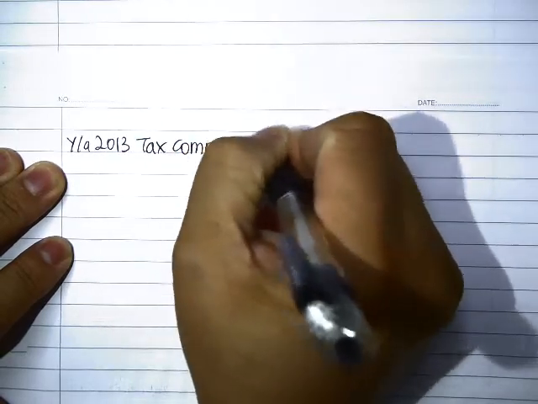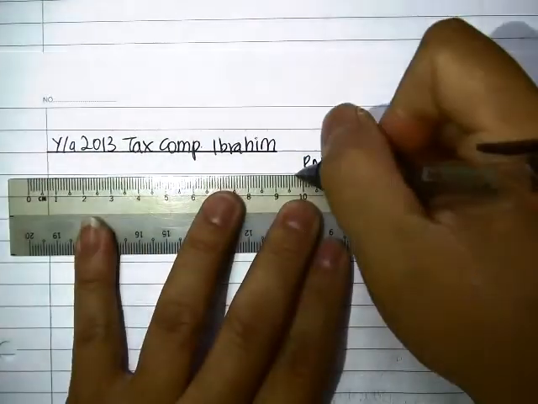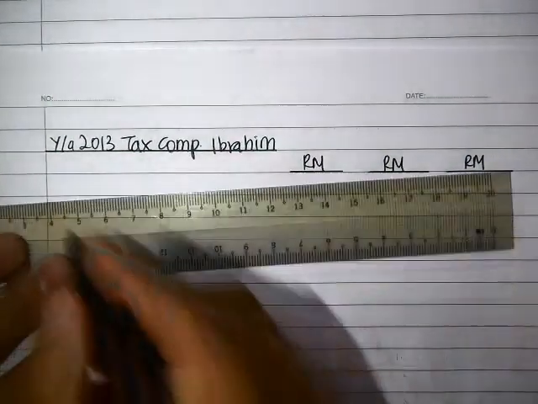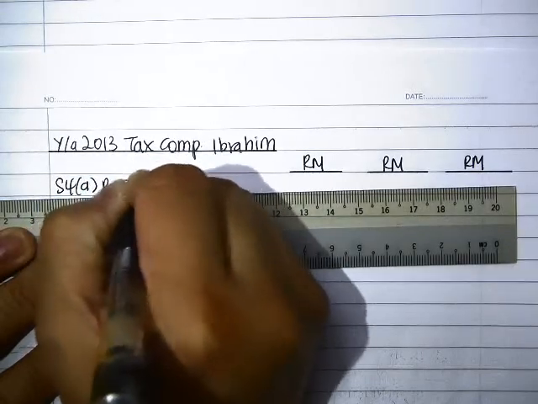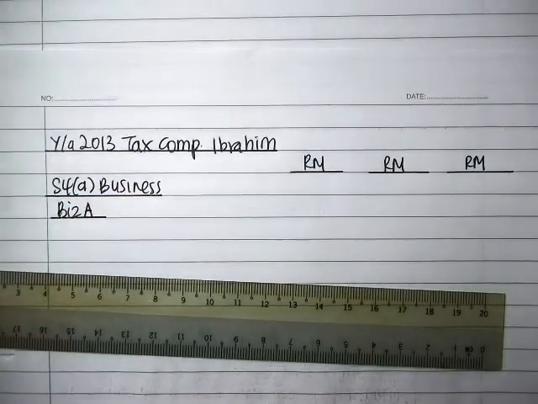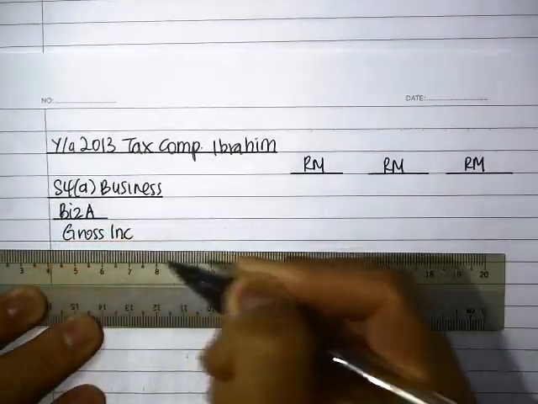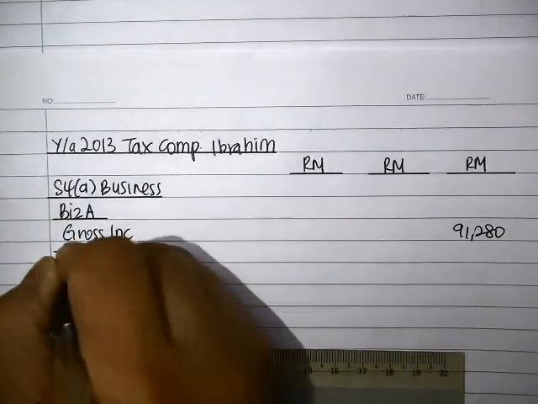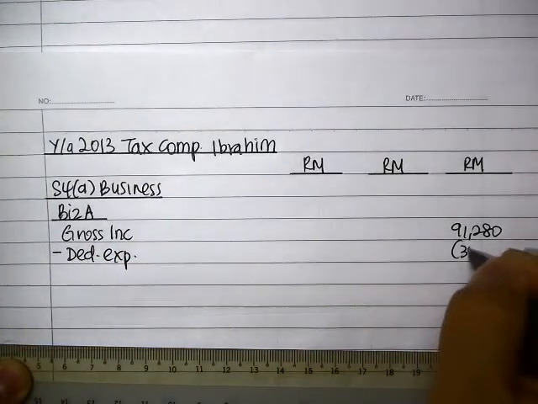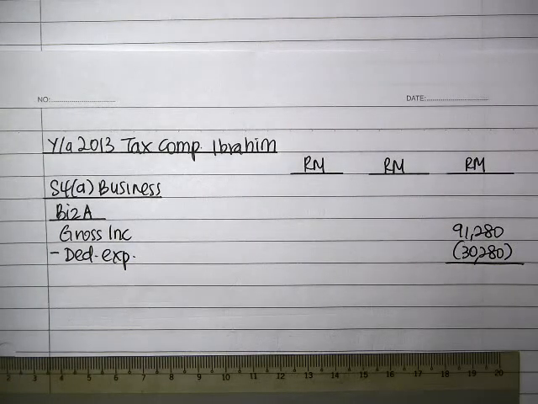Tax computation for Ibrahim. So friend, again, remember we begin the tax computation with section 4A. Now you have three businesses over here. So business A. Now the figures are still very straightforward. We are still at the beginning of the course, so we give you the numbers straight. The gross is 91,280. The deductible expenses is 30,280.